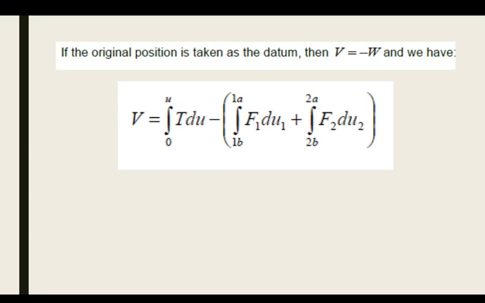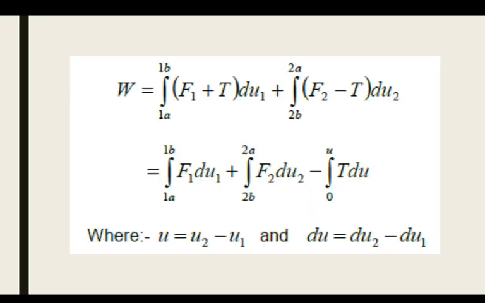If the original position is taken as the datum, then V equals minus W, and we have V equals the integral from 0 to u of T du minus the integral from 1A to 1B of F1 du1 plus the integral from 2A to 2B of F2 du2. If you look at the equation we got earlier, you can derive this easily.